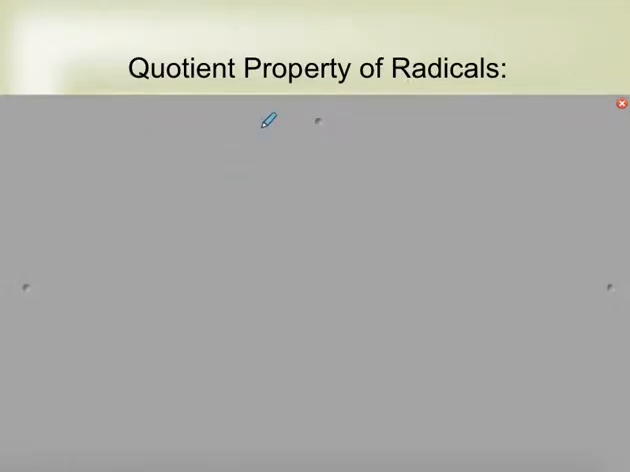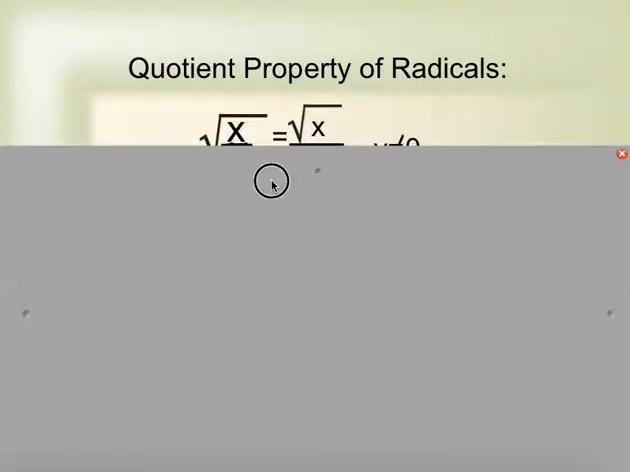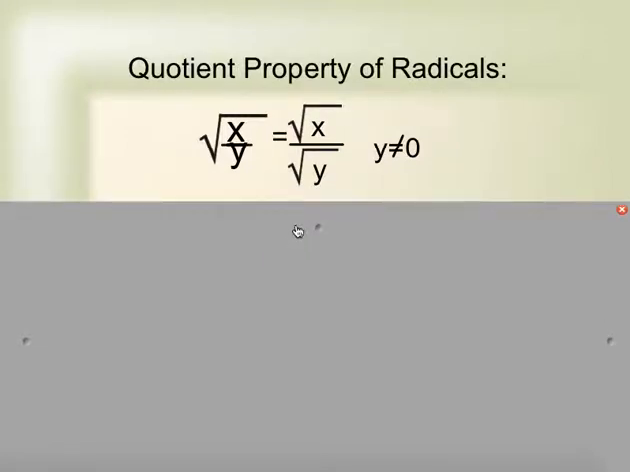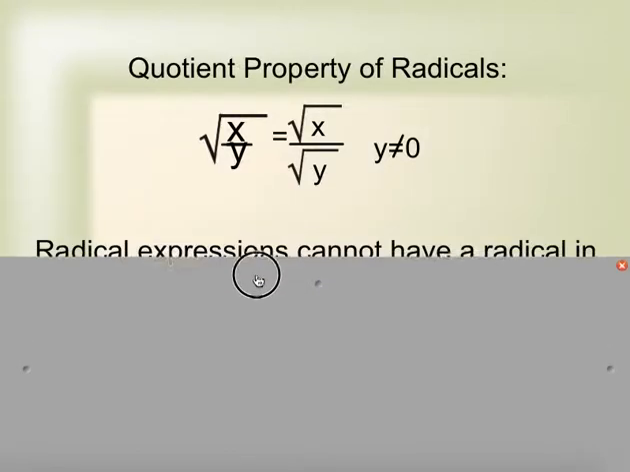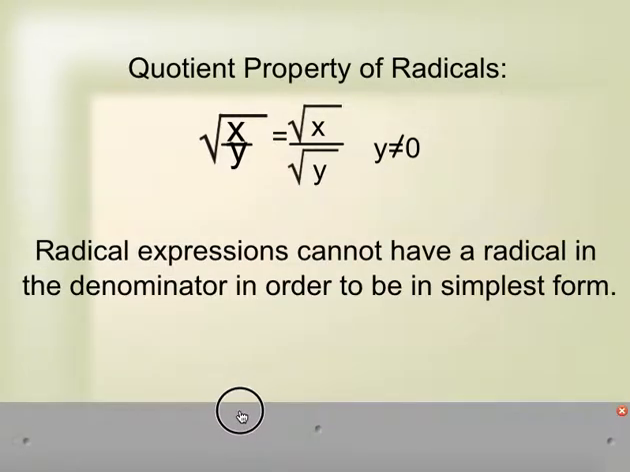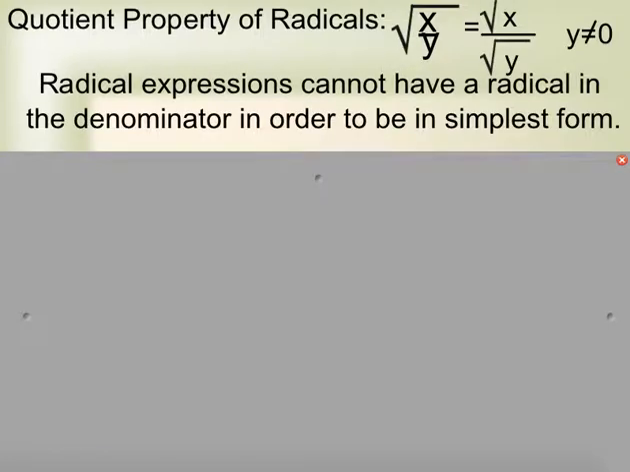So we are using this quotient property of radicals, saying if I have the square root of x over y, that is actually the square root of x over the square root of y. And of course, y can't be 0. So radical expressions can't have a radical in the denominator in order to be in simplest form. Just like we want to simplify fractions, just like we want to get rid of negative exponents, it's just not grammatically correct in math to have radicals in the denominator. So we need to get rid of them.